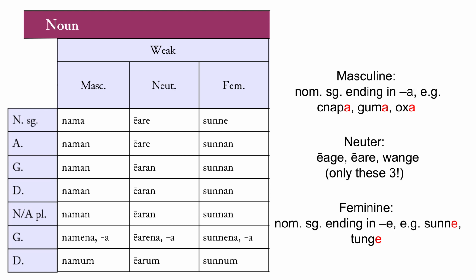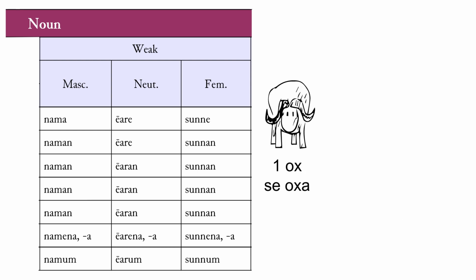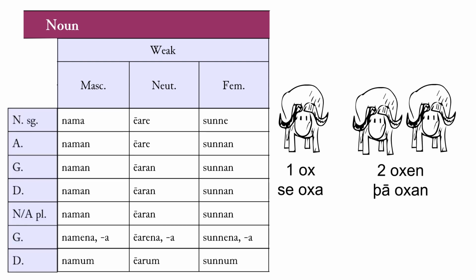This weak noun declension has all but disappeared in modern English, but we can still see a trace of it in the plural of ox, oxen. This -en ending, which you can also find in child, children, is a remnant of the -an ending that is so characteristic of weak nouns. With that, I hope you understand the difference between strong nouns and weak nouns.